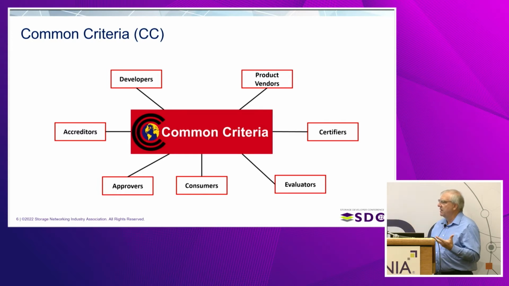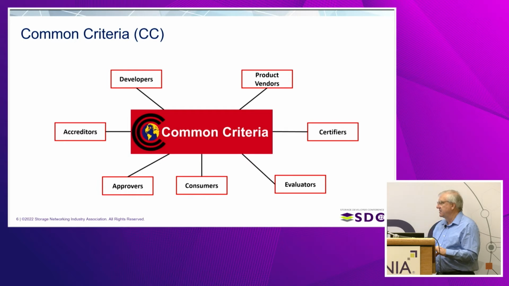So the players in the Common Criteria world include the developers and the product vendors, which may or may not be the same thing. You might have developers building components that are put together underneath the product vendor. You've got certifiers and evaluators. Consumers play a role in that. They may require that a product be certified at a particular level and include certain kinds of requirements defined in protection profiles. Approvers and accreditors.